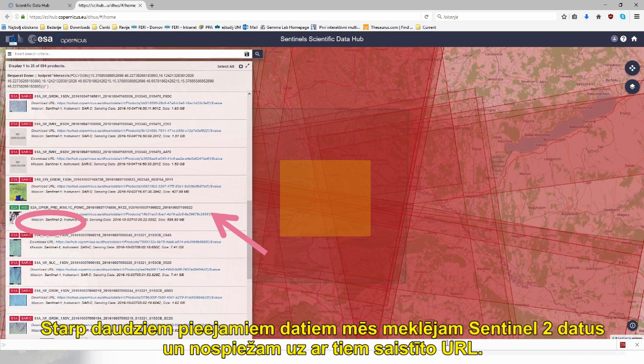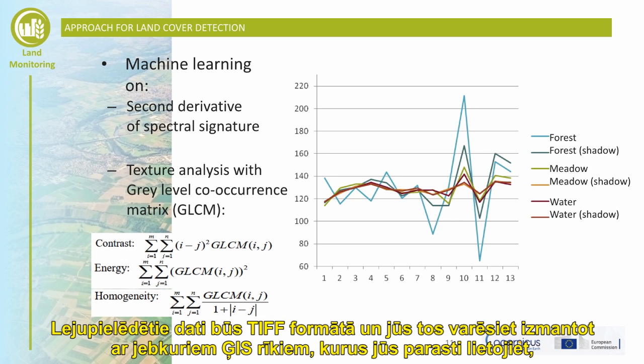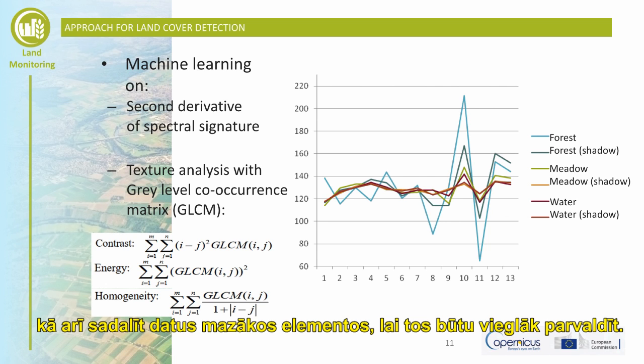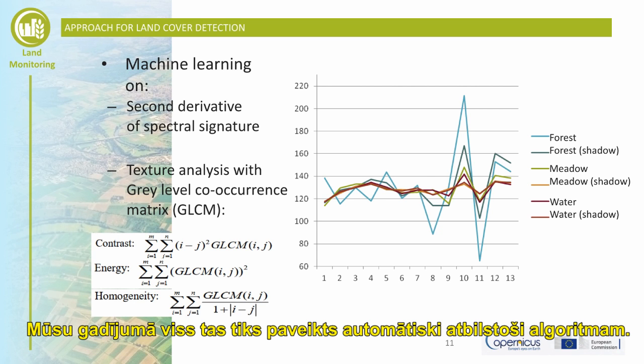Amongst many available datasets, we just search for Sentinel-2 data and click on the URL associated with it. The downloading process will then start. The downloaded data will be in TIFF format, so you can use it in any GIS tool that you usually use and also split it into smaller tiles to make it easier to handle. In our case, all of this will be done by the algorithm automatically.